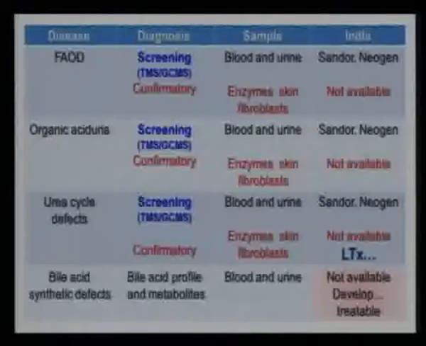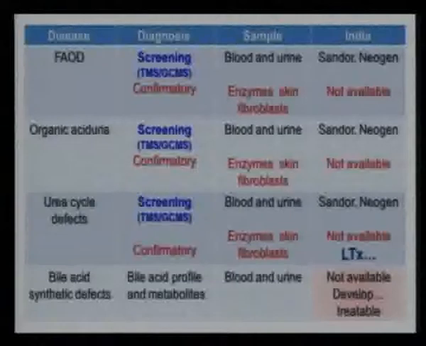we have the chromatography, blood and urine samples, 2 labs. I know of these 2, I don't know, the other one is in Bombay, I'm not aware of that lab. So confirmatory enzyme skin fibroblasts not available, FAOD. But this is all right. This is good enough at the moment. Organic acidemia, screening, confirmatory enzymes in the skin fibroblasts, not available. I think this should be all right at the moment.